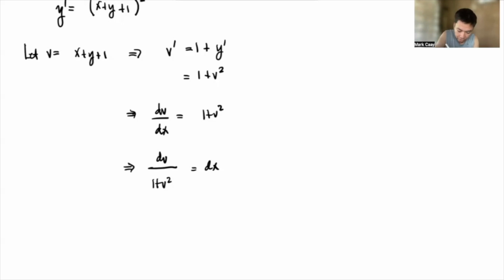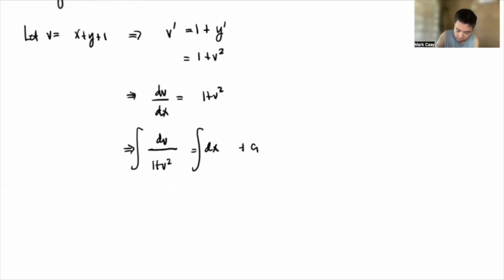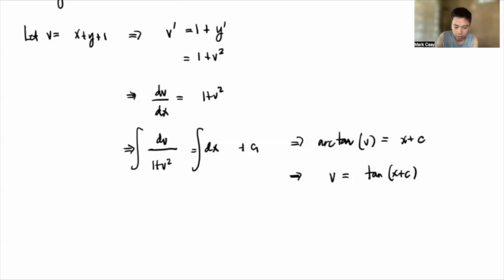Therefore, if I take the integral of both sides, of course we add a constant there. This is equivalent to arctan of v, and this is x plus c. So technically, if I solve for v, this is the tangent of x plus c. Therefore, this is now our general solution for the differential equation.